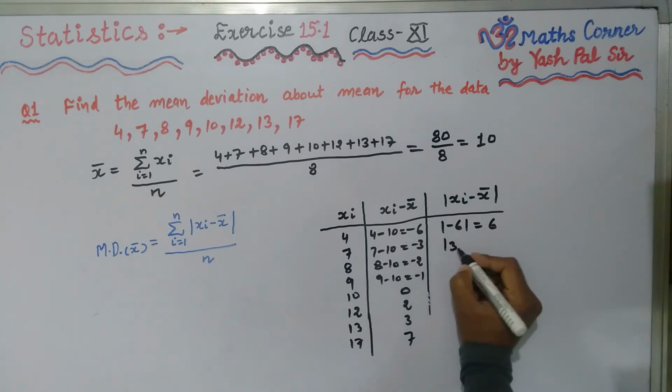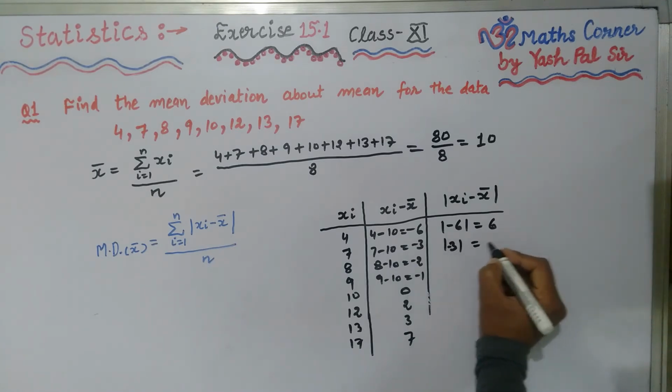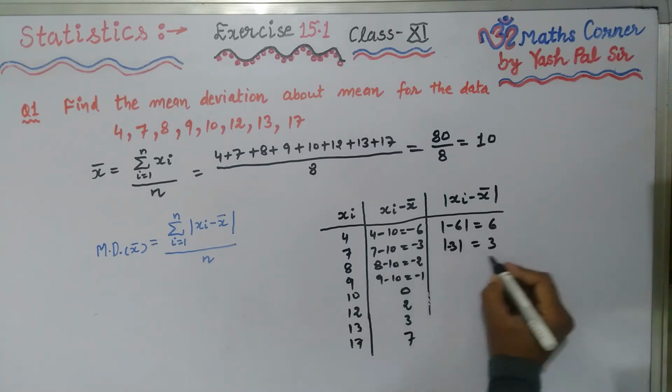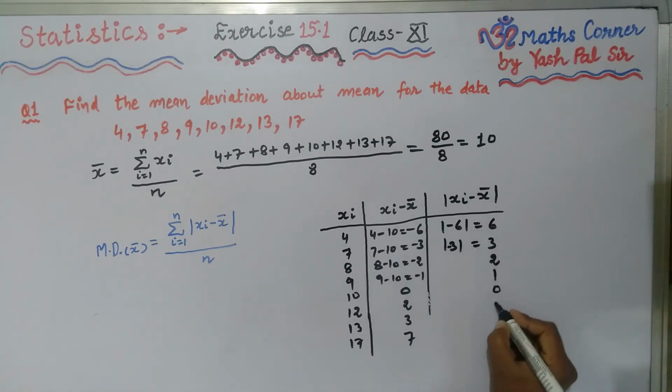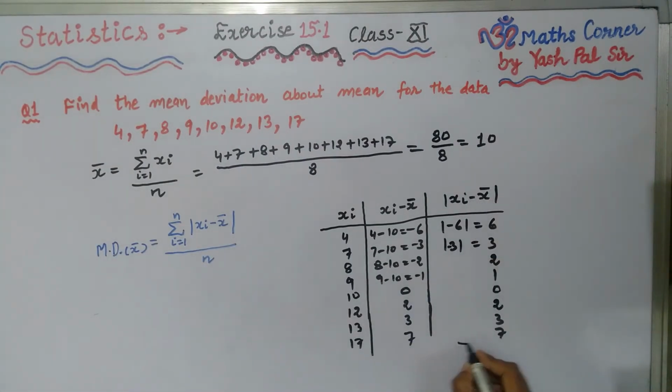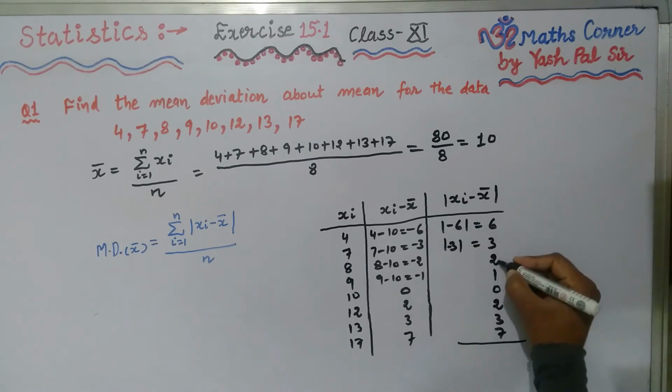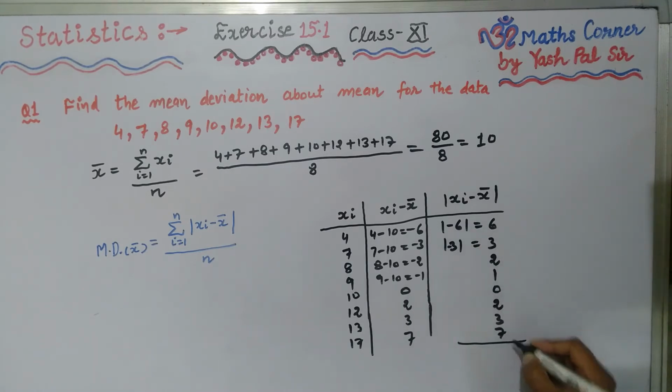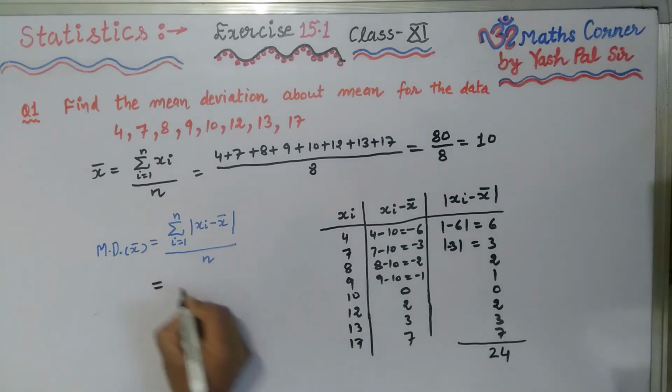Minus 3, its mode is also plus 3. Minus 2, its mode is also 2. Next is 1, next is 0, then 2, then 3, then 7. Now what is the sum of this column? 6 plus 3 plus 2 plus 1 plus 2 plus 3 plus 7. This is 24. So in the formula we write the values.